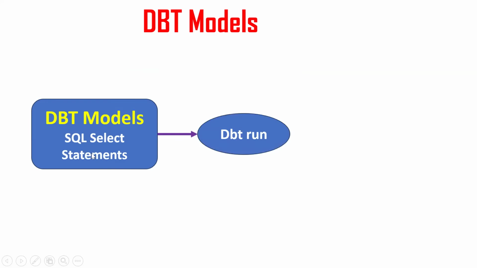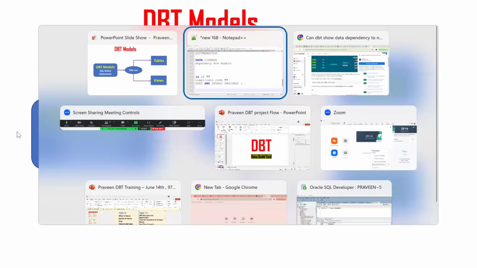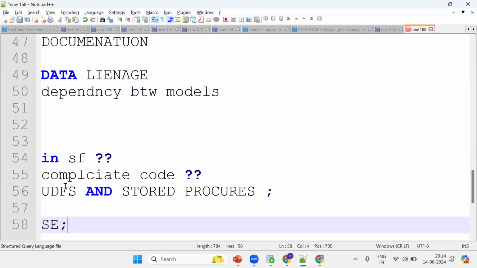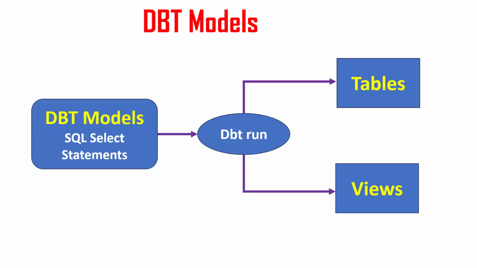If you run a DBT model, what happens? It internally converts into tables and views. Simple thing. If you know select statements, you can learn DBT. We write the models in SQL or Python, but mostly we prefer SQL only. When you run the DBT model, it internally creates tables and views inside the data warehouse.